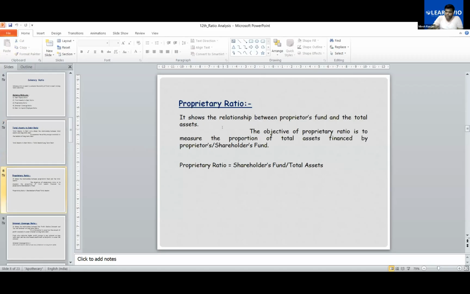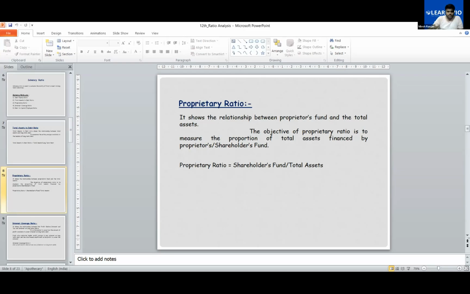This is proprietary ratio now. After this formula, we will solve some questions, because questions generally include these 3 ratios. If we get a separate question for each ratio, then good. Otherwise, we have to solve at least these 3 ratios. It shows the relationship between proprietors fund and the total assets. The objective of proprietary ratio is to measure the proportion of total assets financed by proprietors or shareholders fund.